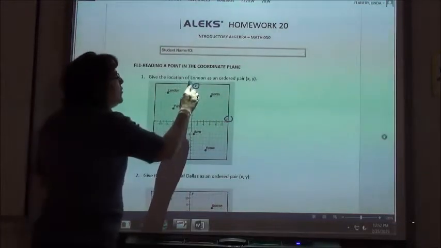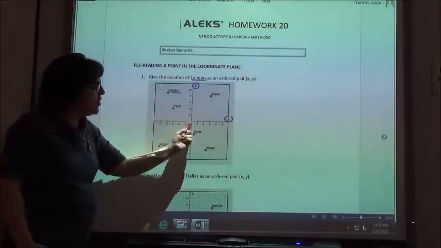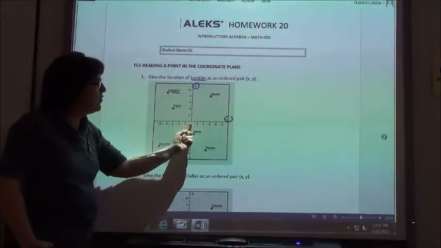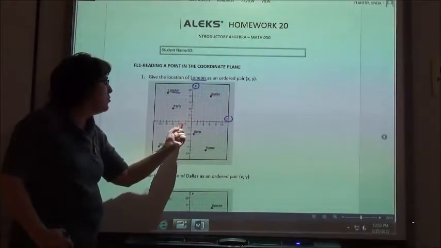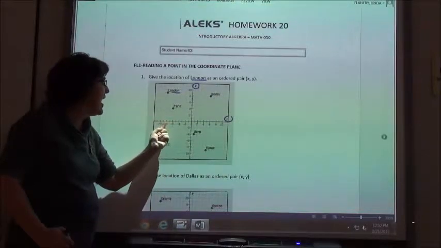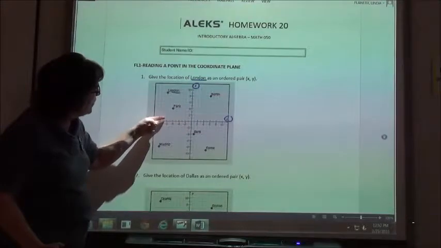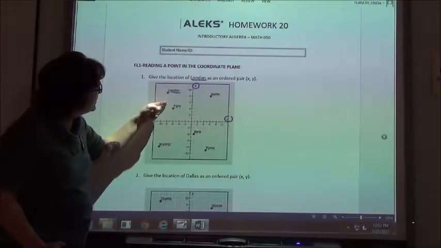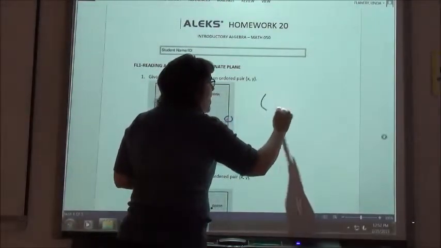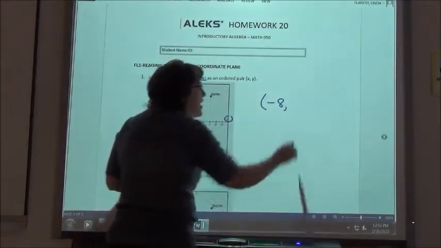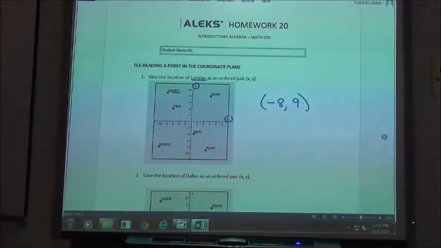This one wants you to give the location of London. London happens to be over here. So what you're going to do is start at the middle at 0, and first figure out the x direction, so the left or right. In this case, I have to go 1, 2, 3, 4, 5, 6, 7, 8 to the left. Then I do the y direction, which is the up or down. On this one, I have to go 1, 2, 3, 4, 5, 6, 7, 8, 9 up. So my coordinates, or my ordered pair, I went -8 in my x direction, +9 in my y direction, and so the location of London is at -8, 9.